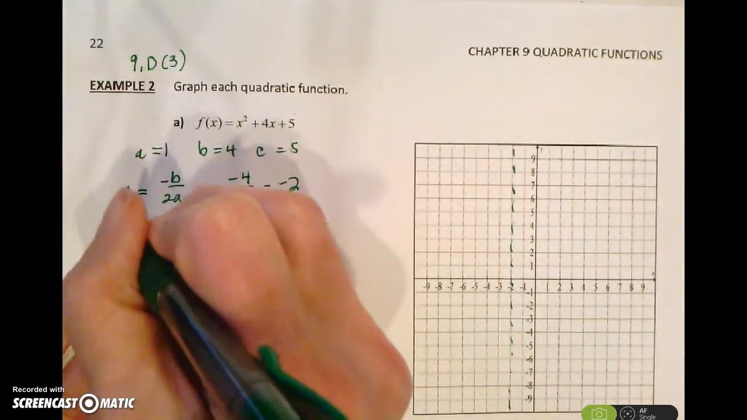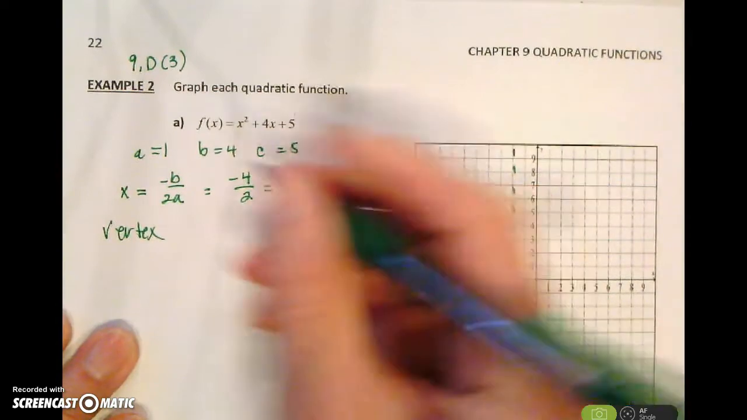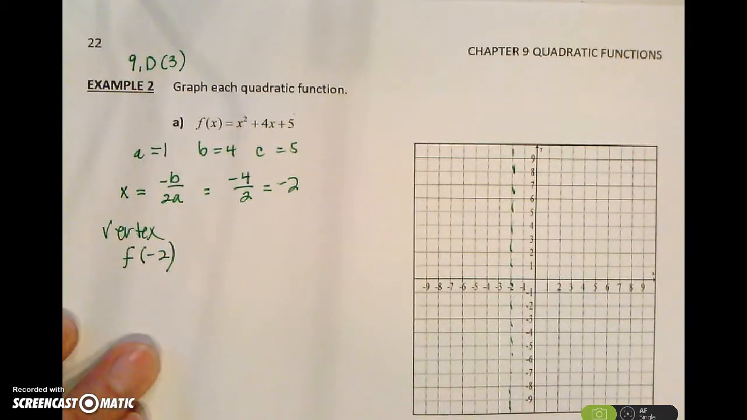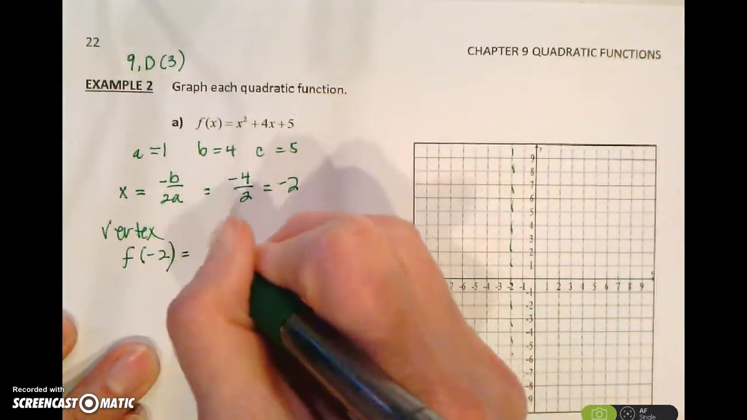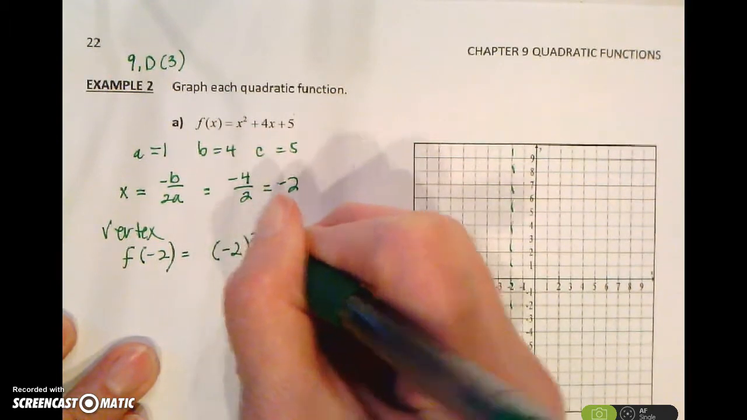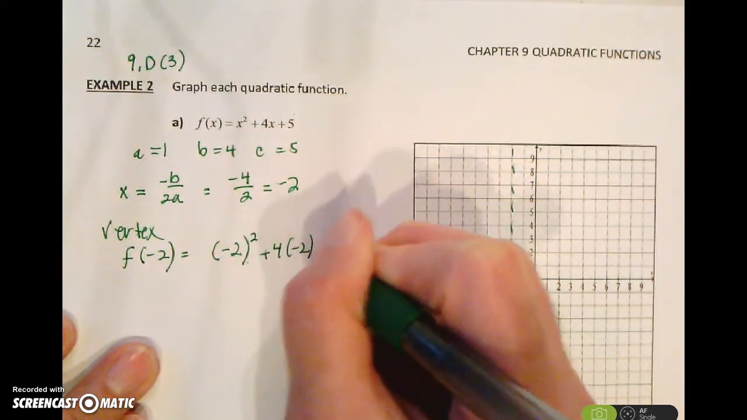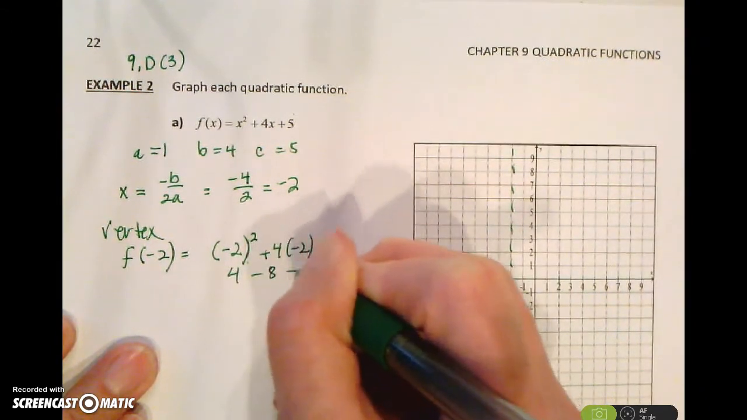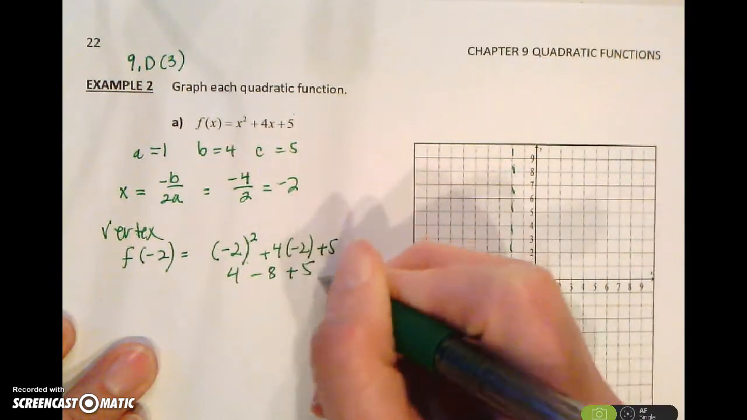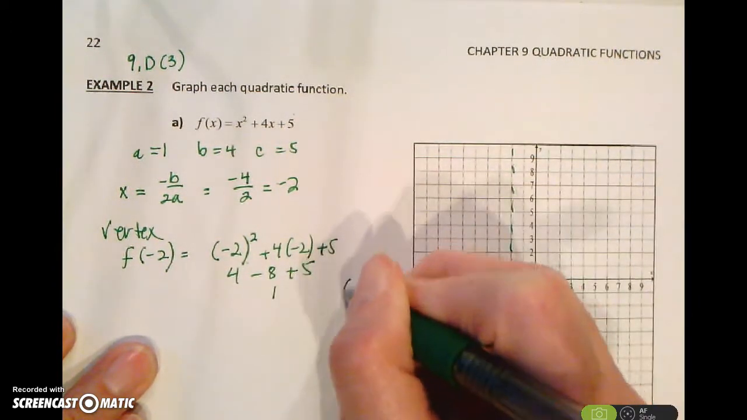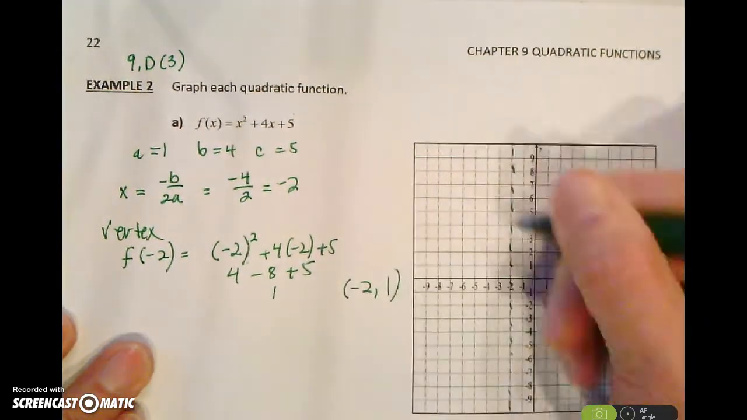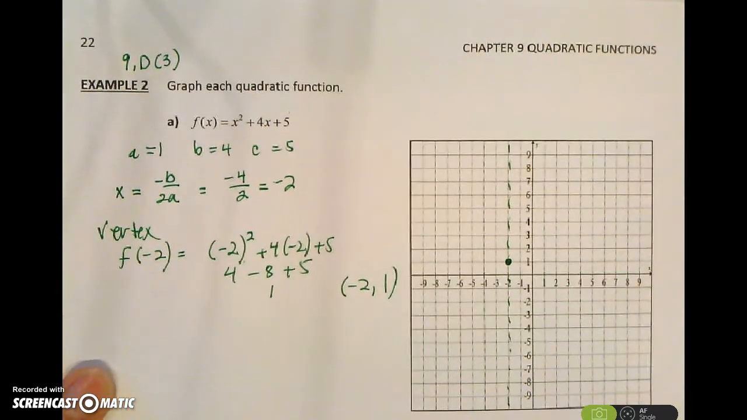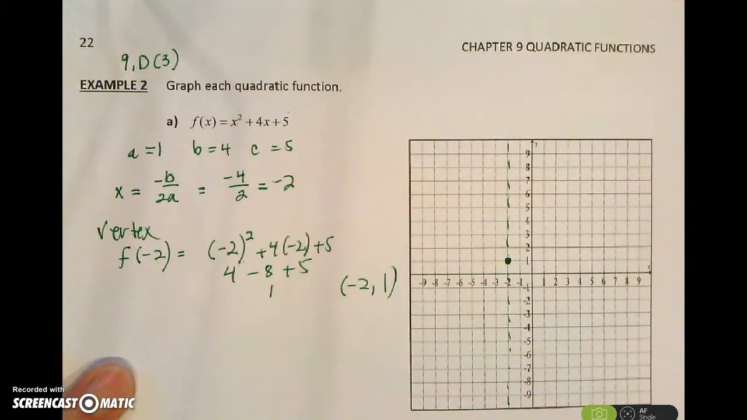Once we find that, then to find the vertex, we're going to use this x value and calculate what the y is that goes with it. So we have f of negative 2. That's going to be negative 2 in parentheses squared plus 4 times negative 2 plus 5. So that's going to be 4 minus 8 plus 5. So we have 9 minus 8, which is going to be 1. So our vertex then is going to be negative 2, 1, and we will mark it right there on our axis of symmetry. All right, so that's 1 point.